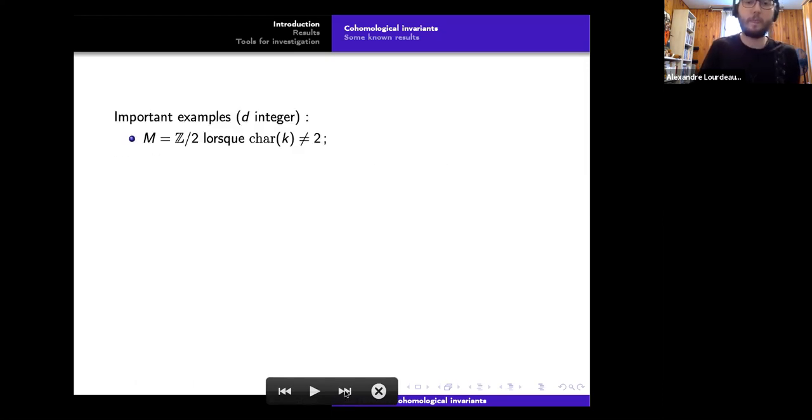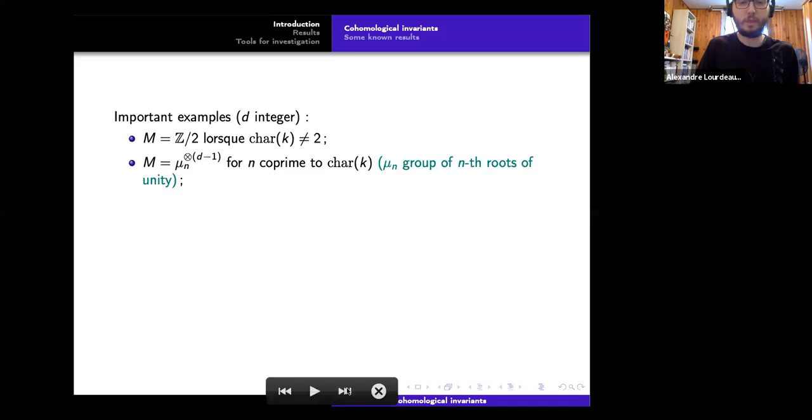So the most basic and important example is the Galois module Z/2 when the characteristic of the field is not 2. Then a more general example is when we take M, the tensor power of the n-th roots of unity, for a good n, so that n is coprime to the characteristic of K.